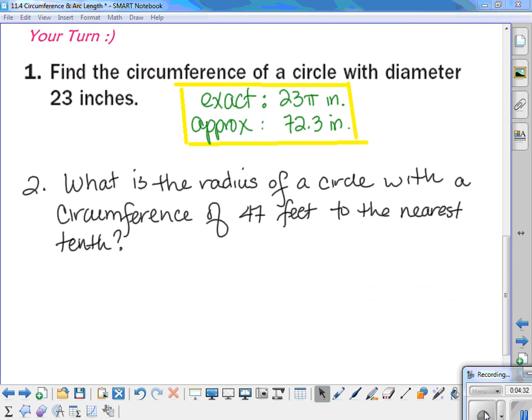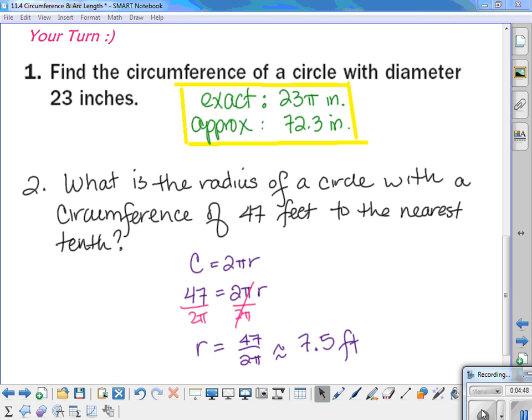And here's another one for you to try on your own. What is the radius of a circle with a circumference of 47 feet to the nearest tenth? Pause the video. All right, so using C equals 2 pi r, you should have got that the radius was 47 divided by 2 pi, and that comes out to approximately 7.5 feet.